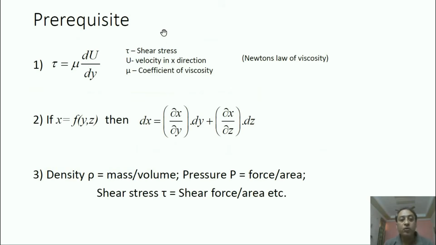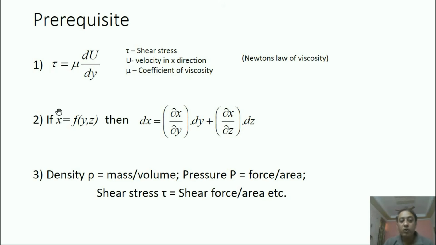So before proceeding, there are some prerequisites. You must keep these things in your mind. First of all, the shear stress in a fluid flow moving in the direction of x equals mu du upon dy. This is also called Newton's law of viscosity. Here u is the velocity in the x direction and y is the y direction. Tau is the shear stress, mu is the coefficient of viscosity, and u I already told.